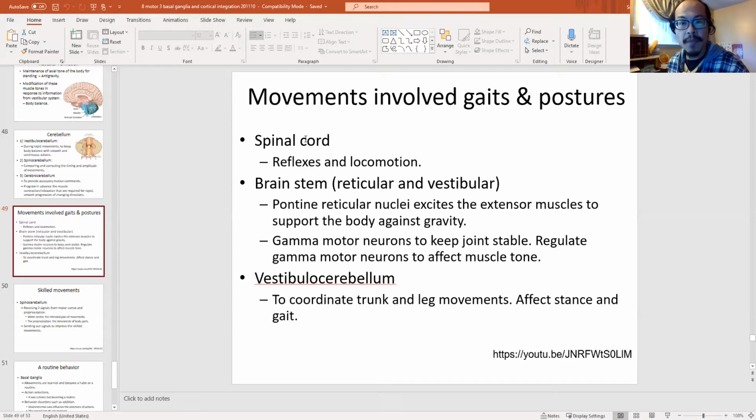So when you see a patient who may walk very differently, you should consider this region. People are all different in the way they walk and stand, but these can all be affected, and can be modulated, not easily, but they can be.